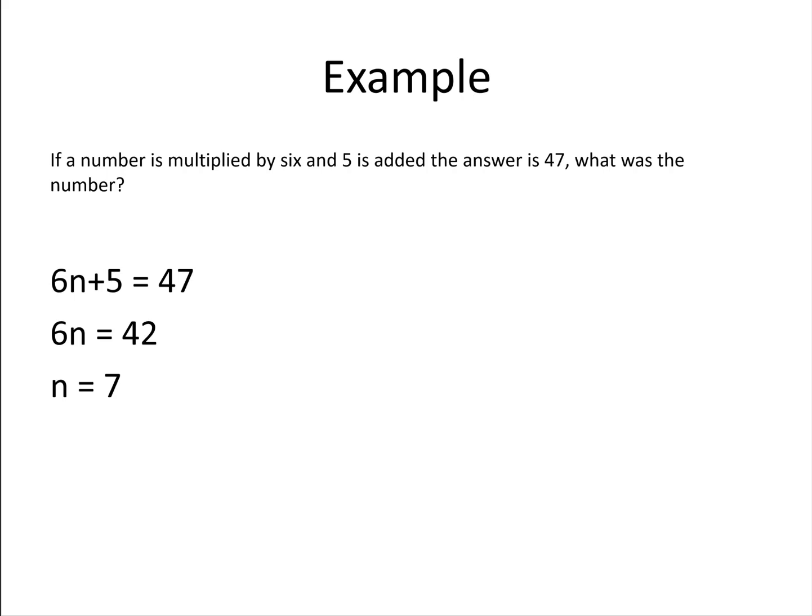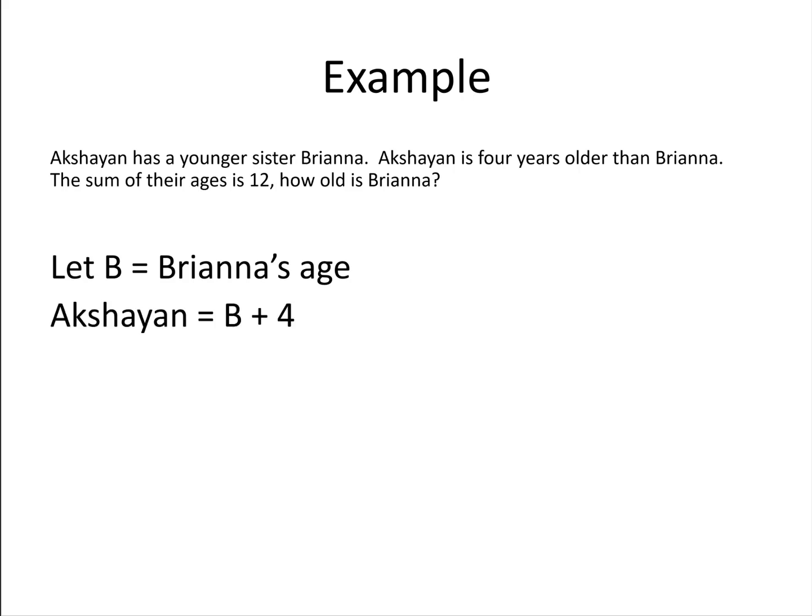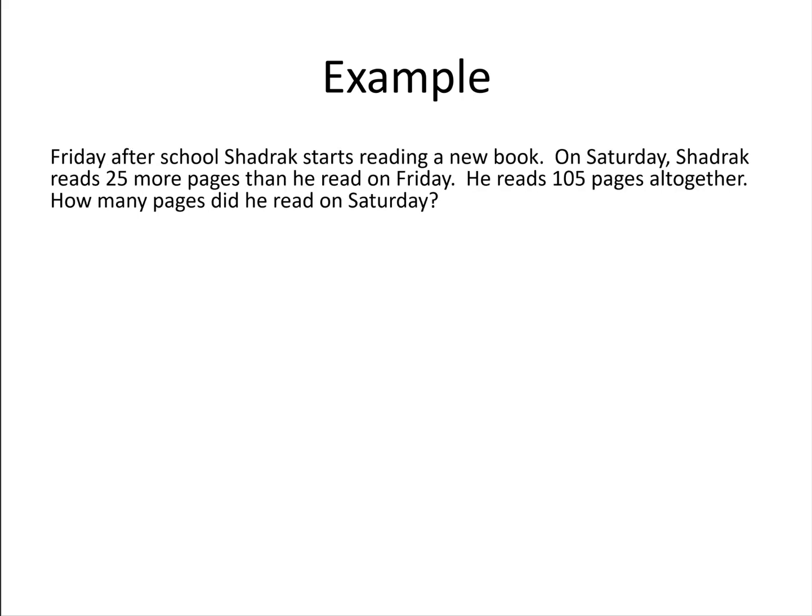Let's look at another example. Akshane has a younger sister, Brianna. Akshane is 4 years older than Brianna. The sum of their ages is 12. How old is Brianna? Well, let B equal Brianna's age. Akshane is 4 years older than Brianna, so Akshane's age will be B plus 4. And I know the sum of their ages is 12. So Brianna's age B plus Akshane's age B plus 4 must equal 12. Therefore, 2B plus 4 equals 12. I'm going to take 4 from both sides, giving me 2B equals 8. Well, 2 times B equals 8, 2 times 4 equals 8. So Brianna is 4.